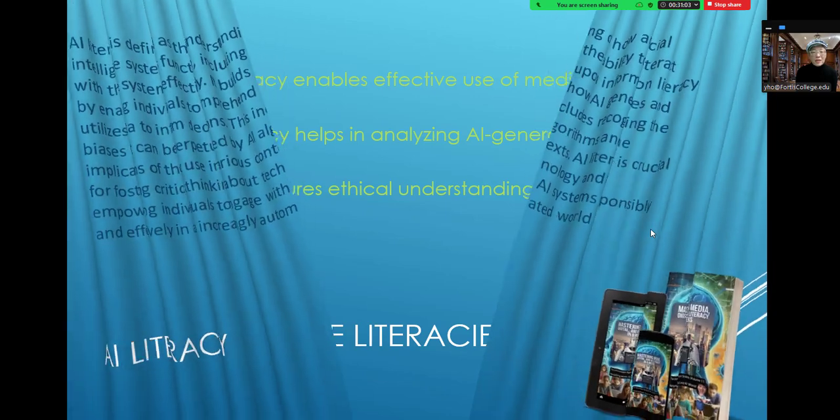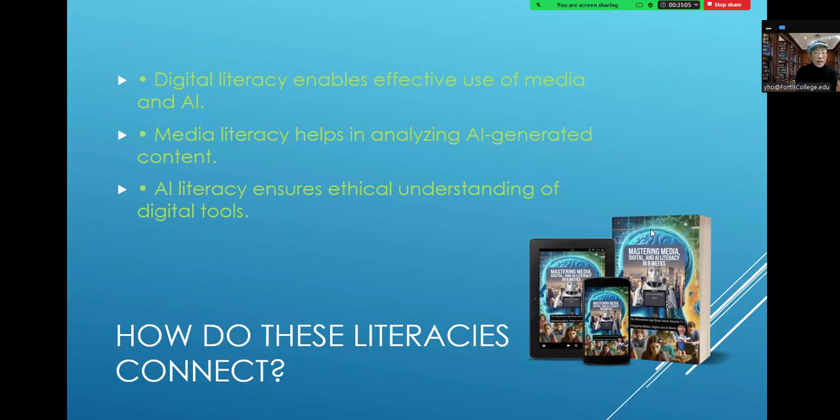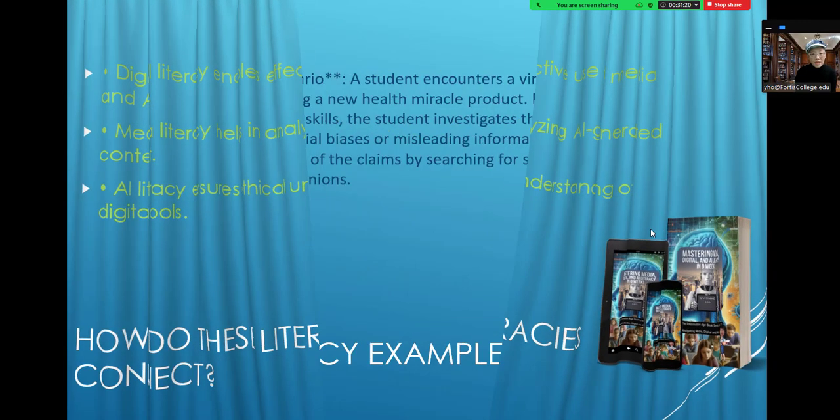So how do these literacies connect? Digital literacy enables effective use of media and AI. Media literacy helps in analyzing AI-generated content. AI literacy ensures ethical understanding of digital tools.